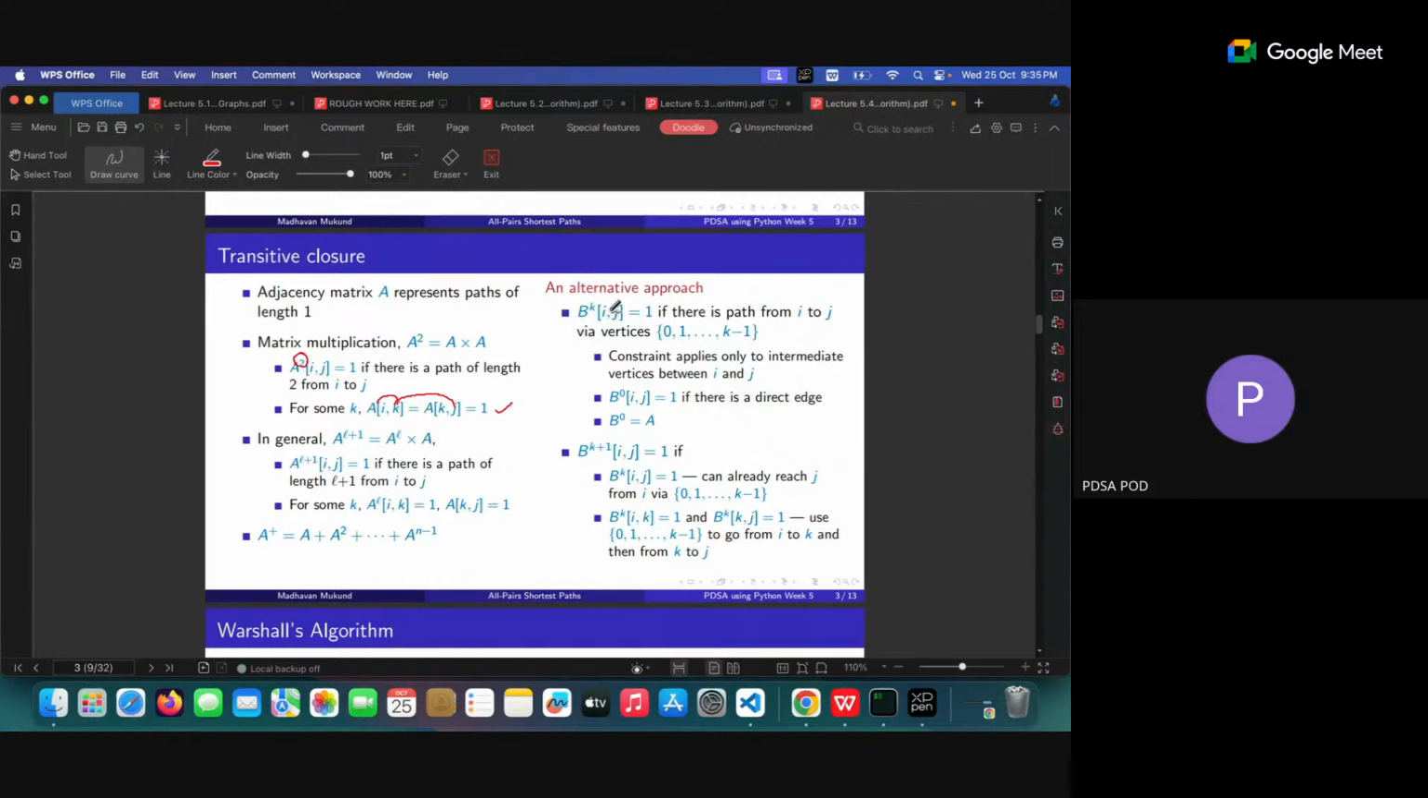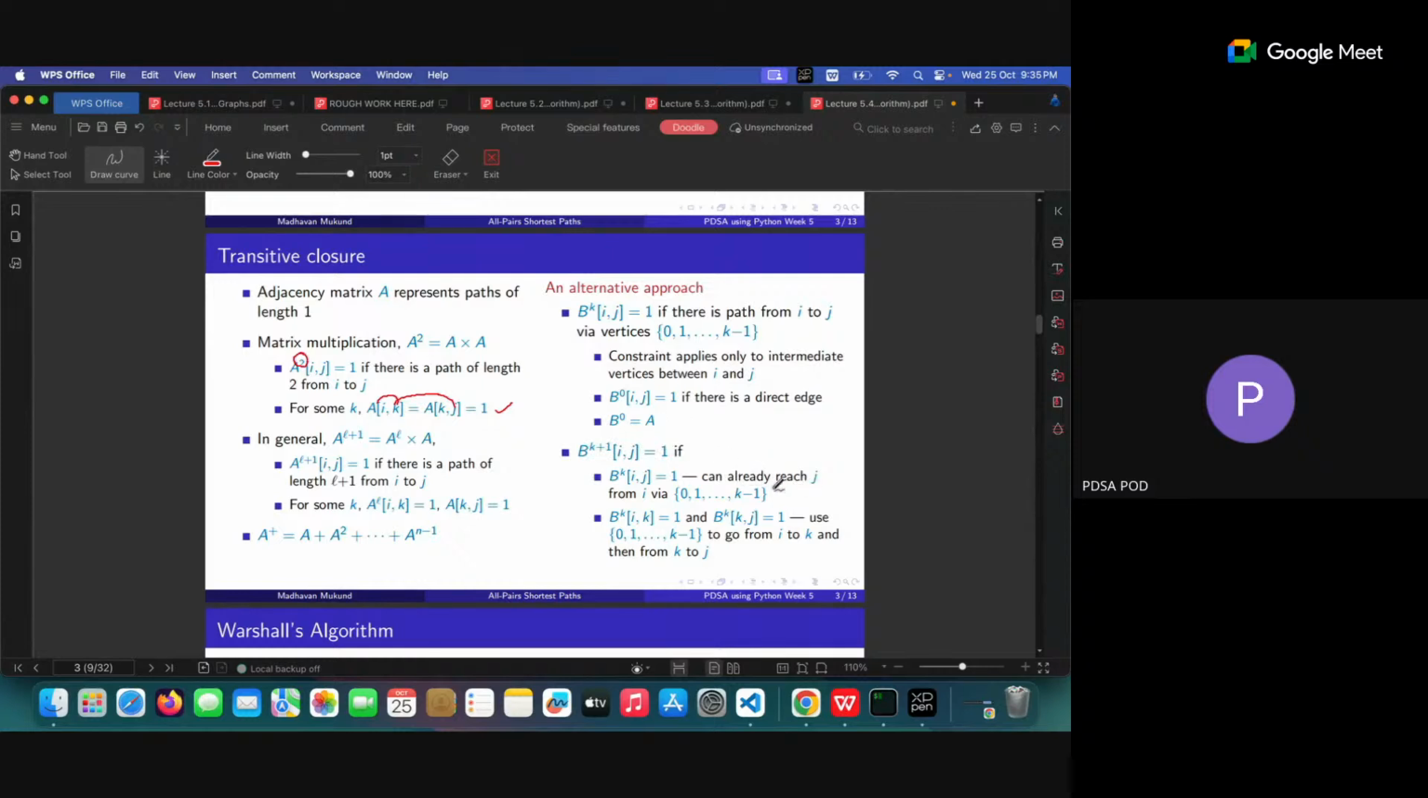So B of K I J means that you need to traverse K number of vertices. If there is a path from I to J, you need to traverse 0 to 1, 1 to 2, 2 to 3, and keep on going, K number of vertices you need to traverse to reach from I to J. The constraint applies to the intermediate ones, like B naught of I and J equal to 1. There is a direct edge available. Whenever you have a direct edge, then for K plus 1, there is a path.